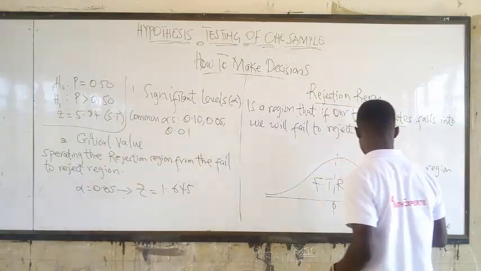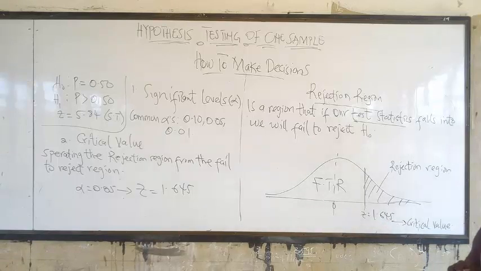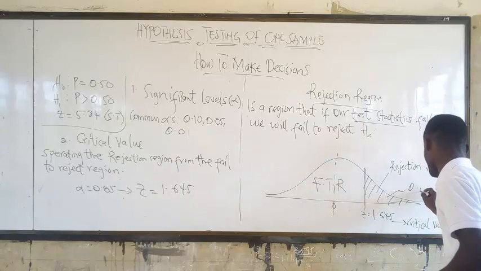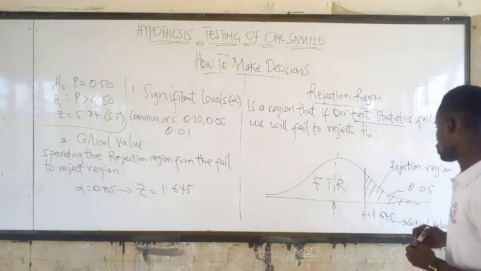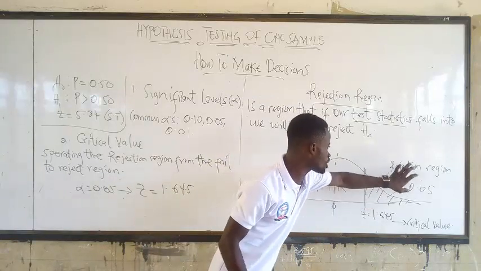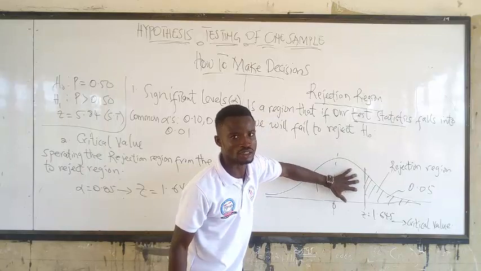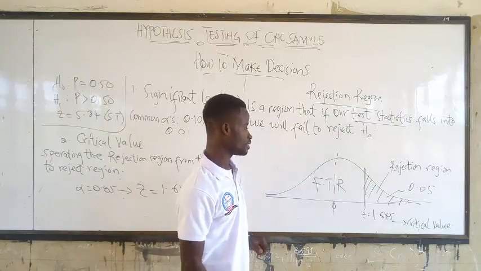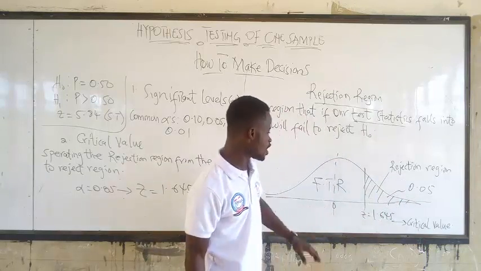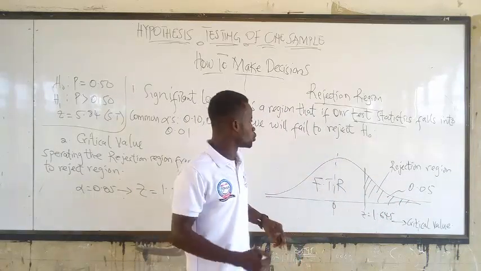Now, what helped you to get this critical value? That is the alpha level. The alpha level of what? The alpha level of 0.05. So when you do that, here is your rejection region, and here is your fail to reject region. Alright. So the shaded part is the rejection region, and the unshaded part is the fail to reject region. So this is what we are going to do.